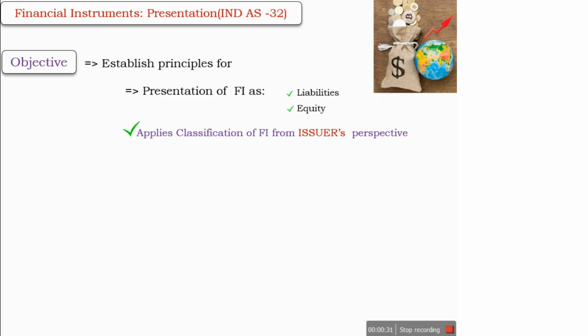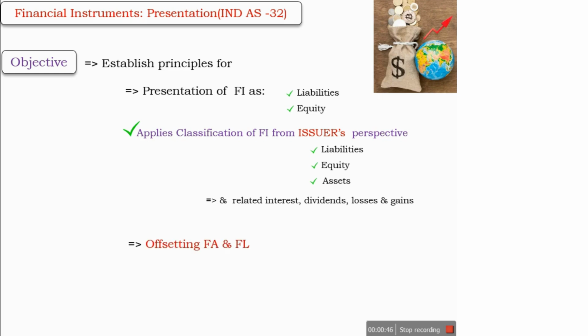It classifies the financial instruments among liability instruments, equity instruments, or asset instruments, and it also classifies related interest, dividends, losses, and gains. Apart from the classification of financial instruments, Ind AS 32 talks about the cases and circumstances where the financial assets can be offset with the financial liabilities.